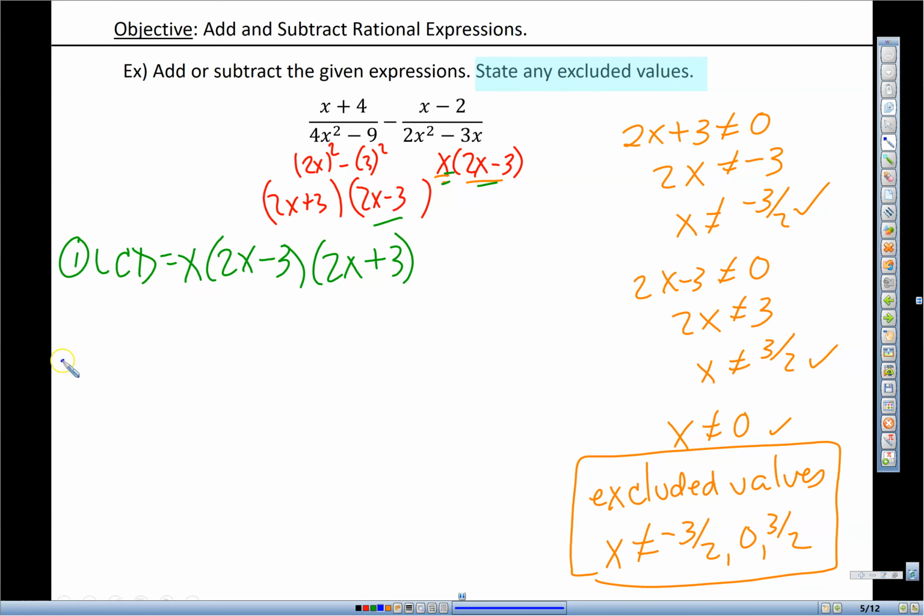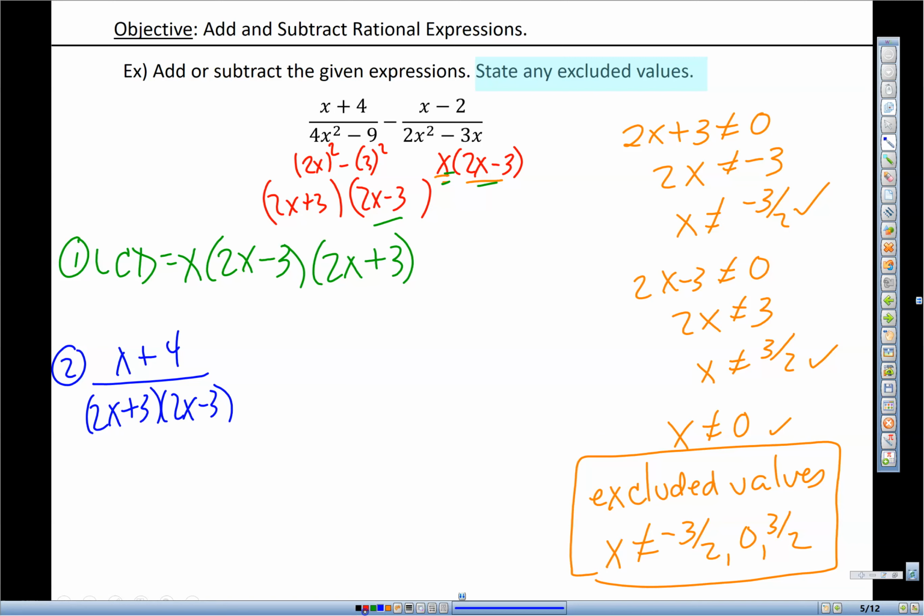So now I am going to multiply each of my ratios by whatever ratio of 1 I need to create the LCD in both of them. So I have the x plus 4, and again I'm going to use the factored form of this denominator.